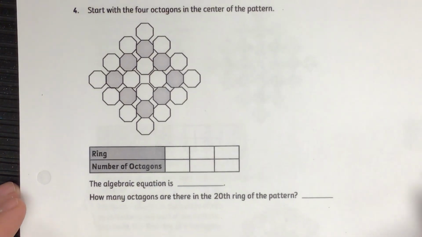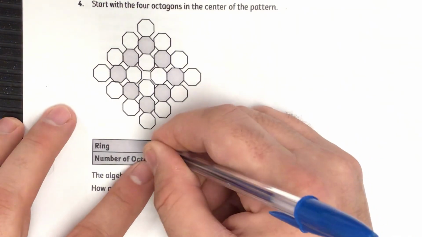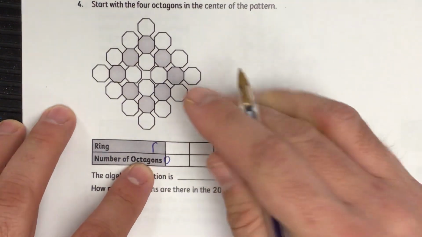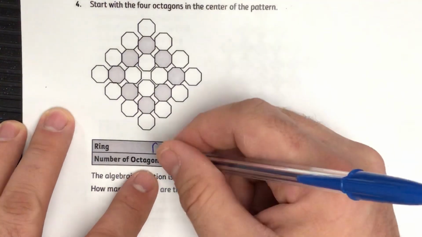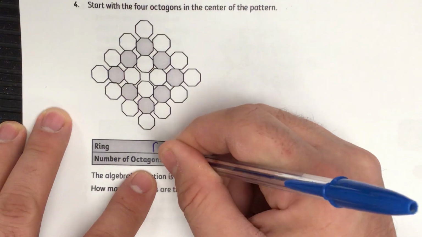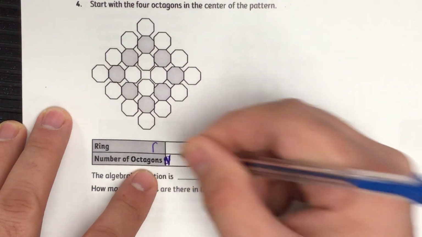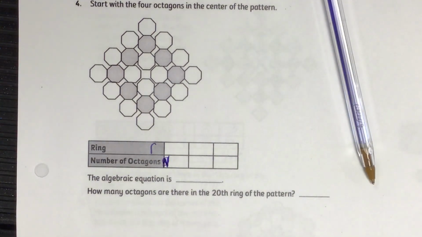Give you one more shot. We're going to use R and let's go O. Actually, O kind of looks like a 0. Let's use N for number of hexagons or octagons. R and N. R and N. Silently, Landon. R and N, because the O kind of looks like a 0.